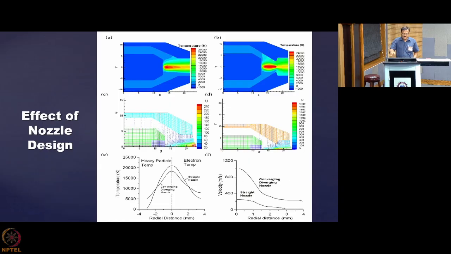Then here I am showing what happens when you change the nozzle design. If you go for a different design, here I have used a straight nozzle, and here I have used a converging then diverging nozzle.